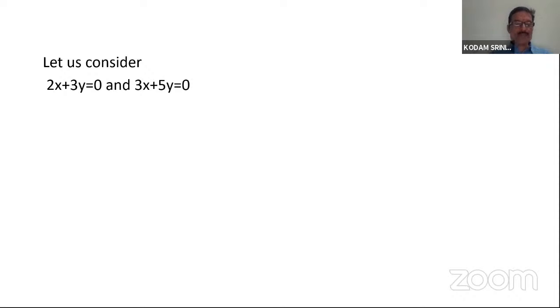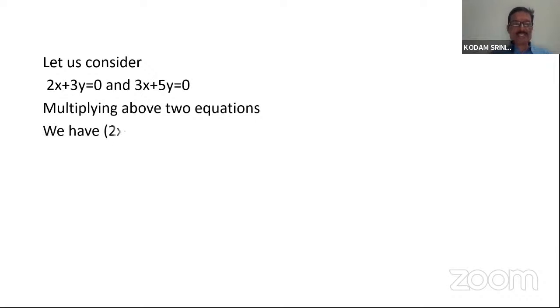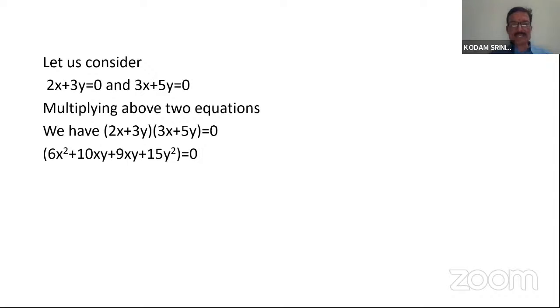Let us take any two straight lines, 2x plus 3y equal to 0 and 3x plus 5y equal to 0. Let us multiply both the equations. Multiplying the above two equations, we have (2x plus 3y)(3x plus 5y) equal to 0. After simplification, we have 6x square plus 10xy plus 9xy plus 15y square equal to 0. So we will have 6x square plus 19xy plus 15y square equal to 0.